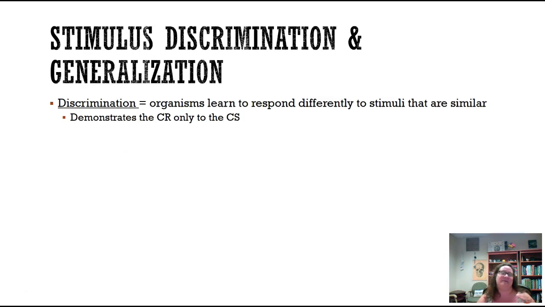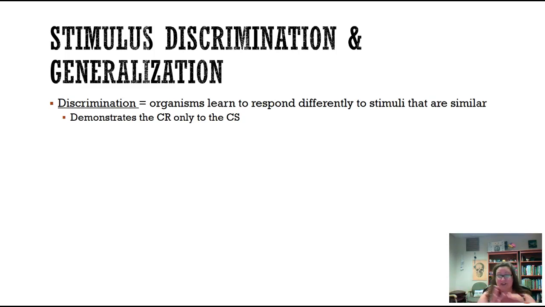Our stimulus can become discriminated or generalized. So with discrimination, this is when that dog will learn to respond differently to similar stimuli. So the dog will learn only the bell means I'm getting fed, not a jaunty tune or the sound of things clinking around in the dishwasher. None of that means I'm getting fed. Only the bell means I'm getting fed. So they learn to discriminate between similar stimuli.